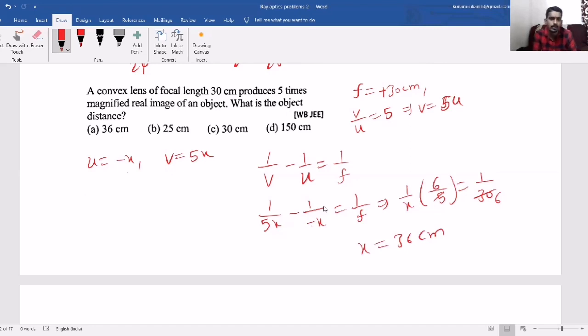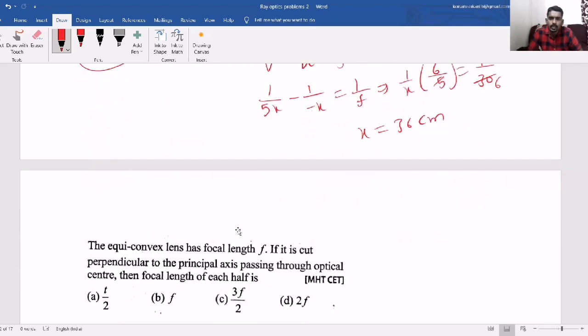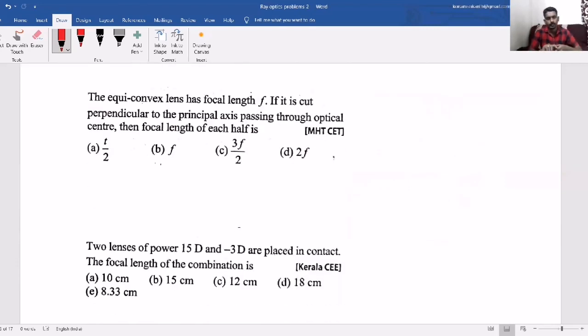So x equals 6 sixes, 36 centimeter. What is the distance of the object we considered? x. So the answer will become 36 centimeter. So just understand the question and try to apply it in a proper manner. I keep on saying the same thing: when you go to CET or NEET level, you will not get something very big. 90% of the questions are like this only, from every chapter. You just have to take care of simple things, and the main thing you have to take care of is understanding the question.